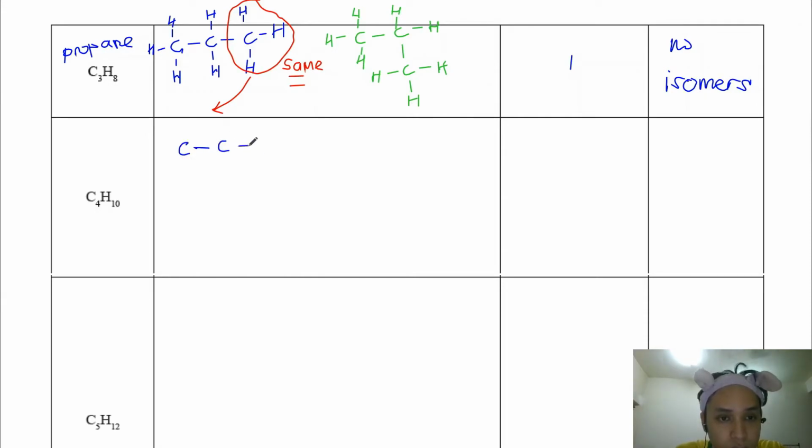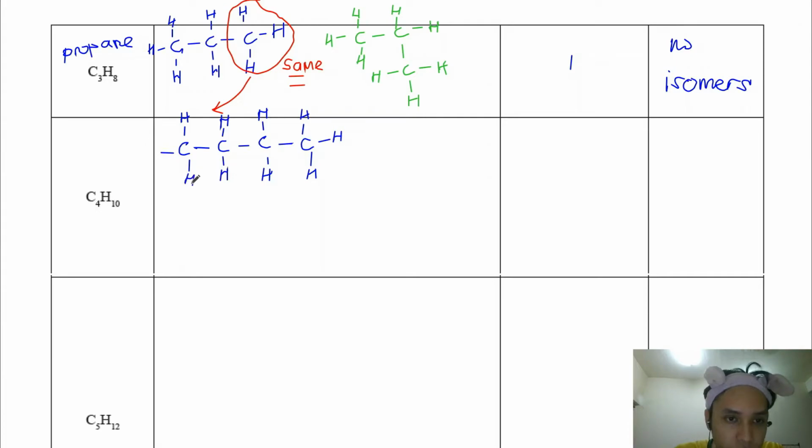Butane. Let me draw the straight chain first. Fill up everything. H, so many H. So this is the first structure. I'm going to draw one same and one different so that you can see the difference. Let me show you the same one. Same one is if, again, I draw it like this.